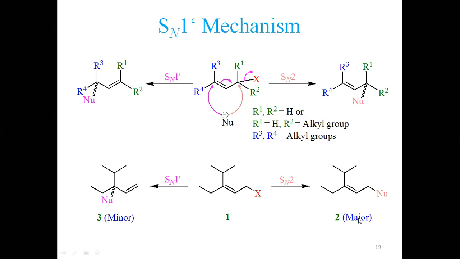In fact, this is minor because SN2 is taking place here. If we are having a secondary carbon, it is fast. But SN1 prime is generating a tertiary carbocation. As a result, this nucleophile shall approach more there. So this shall be the major product and this shall be a minor product.